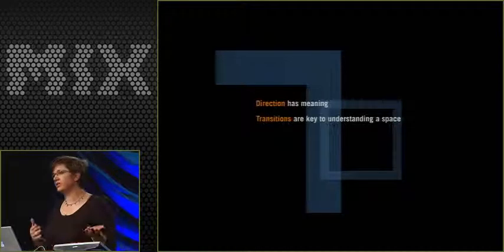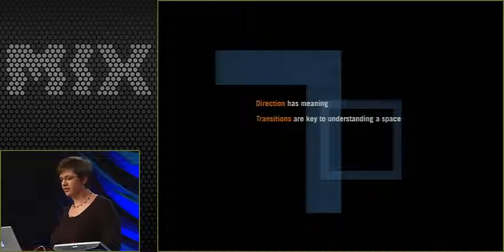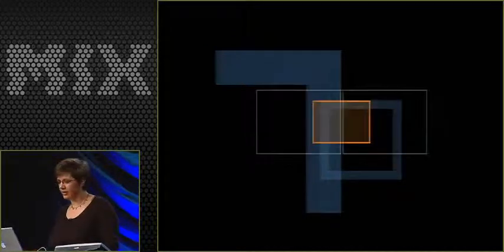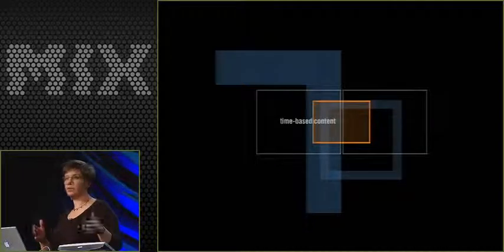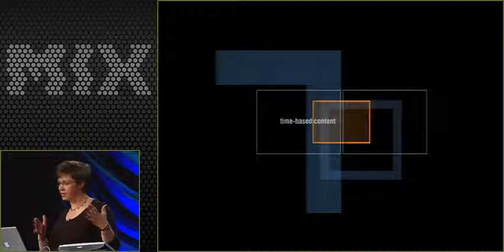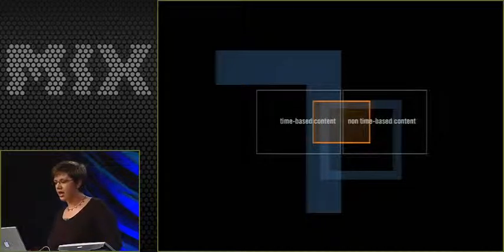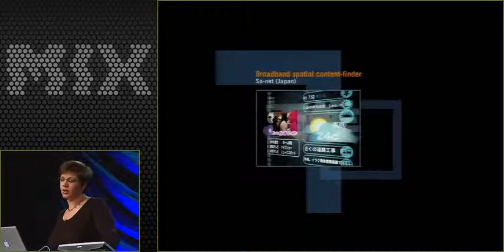Now, we know that direction is going to have meaning in these physical spaces, and transitions are really key to understanding that space. The next sample we're going to look at is, again, going to have time-based content being linear TV type of programming on the left, and non-time-based content, which is coming from your broadband connection off to the right. This is a project called Sonet that we did in Japan a few years back, and they had the luxury of a really high-end set-top box that could handle these kind of graphics.